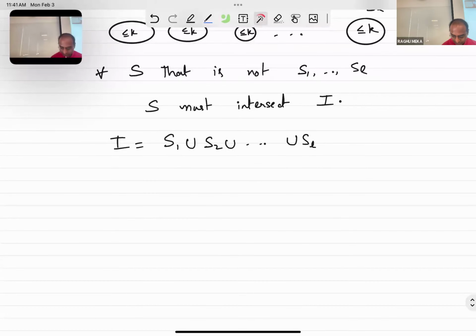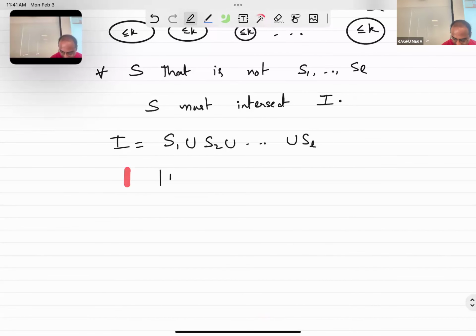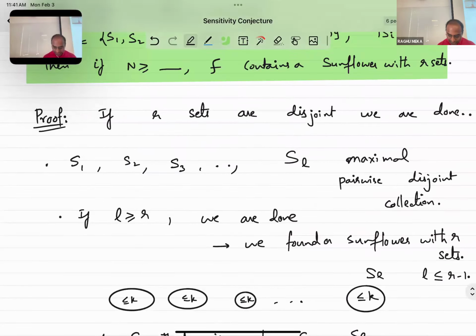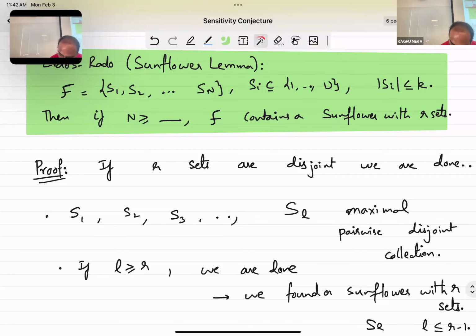And so what's the size of this I? The number of elements here is at most, I have R minus 1 sets, each of size K. So it's at most K times R minus 1. All right. Now, let's think of this number as, whatever, n of K comma R. That's what we're trying to bound.